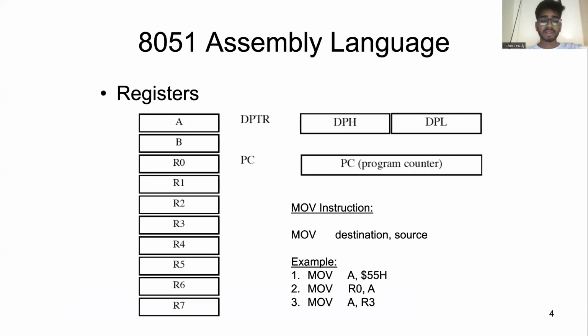In 8051, the registers are A, B, R0, R1, R2, R3, R4, R5, R6 and R7. And we can see here the MOV instruction: MOV destination, source. Examples: MOV A, #55H, MOV R0, A, and MOV A, R3.